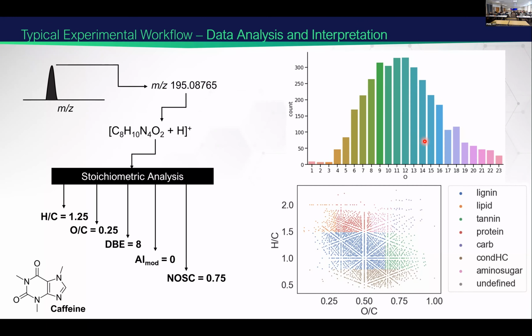And then on the bottom is a Van Krevelen diagram, which I don't want to get into too much just now, but suffice it to say, each formula we assign in a spectrum, we can then represent in this two-dimensional scatter plot according to its oxygen to carbon ratio and hydrogen to carbon ratio. And based on its position in this scatter plot, we can make inferences about the type of molecule that is, the type of chemistry that it might have.